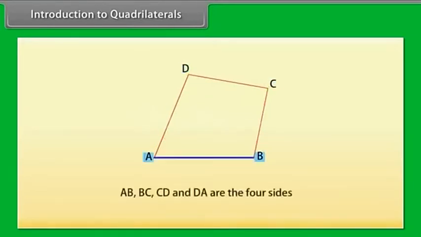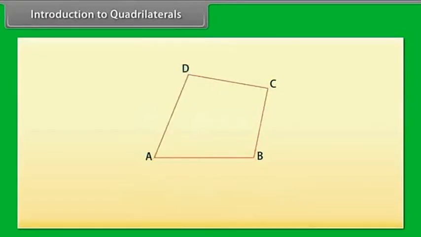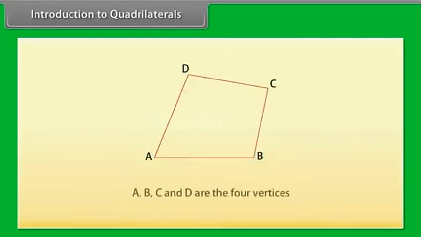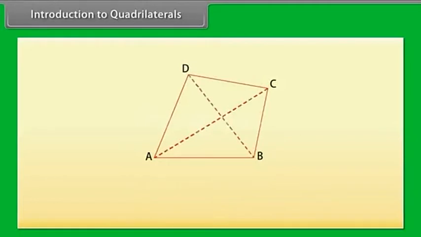Here AB, BC, CD and DA are the 4 sides. Angle A, angle B, angle C and angle D are the 4 angles. And A, B, C and D are the 4 vertices. Now, what will happen if we join its opposite vertices? If we join the vertices A to C and B to D, we get the diagonals. So, AC and BD are the diagonals.